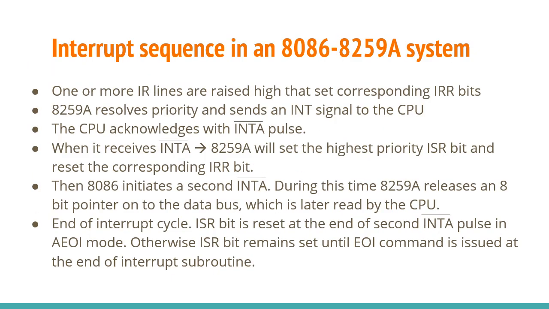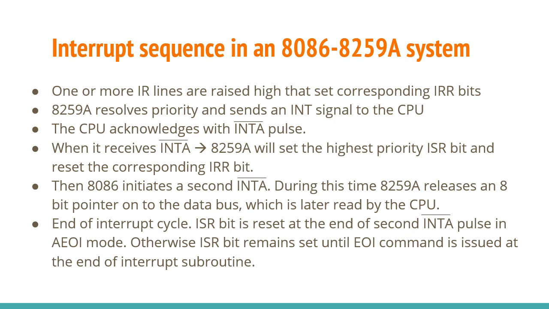Let's see the interrupt sequence in an 8086 8259A system. First, one or more IR lines, that is the IR0 to IR7 lines, which are the interrupt request lines, are raised high. That will set the corresponding bits in the interrupt request register. Next, the 8259A will resolve the priority of these IR lines, and based on that it will send an interrupt signal to the CPU.